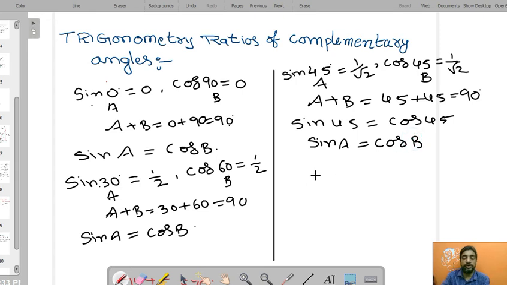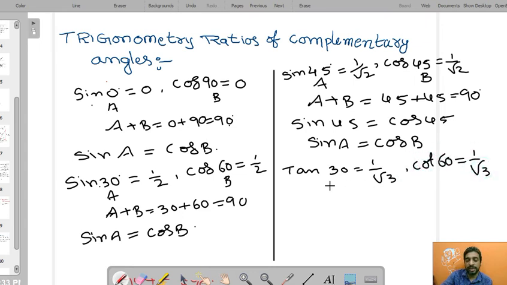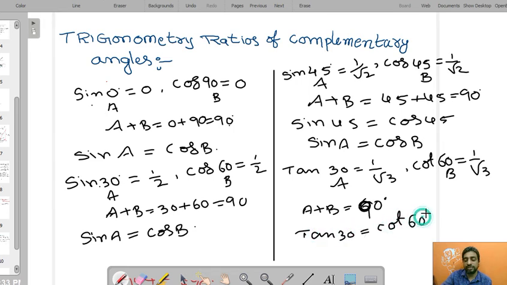Understand? So in the same way, this can be applicable for tan also. Let us see for tan. So tan 30 is equal to 1 by root 3. In the same way, cot 60 is also 1 by root 3. Now I am taking A as 30, B as 60. Now A plus B, 30 plus 60 is 90 degrees. So now tan 30 is equal to cot 60. Hence we can say tan A is equal to cot B.